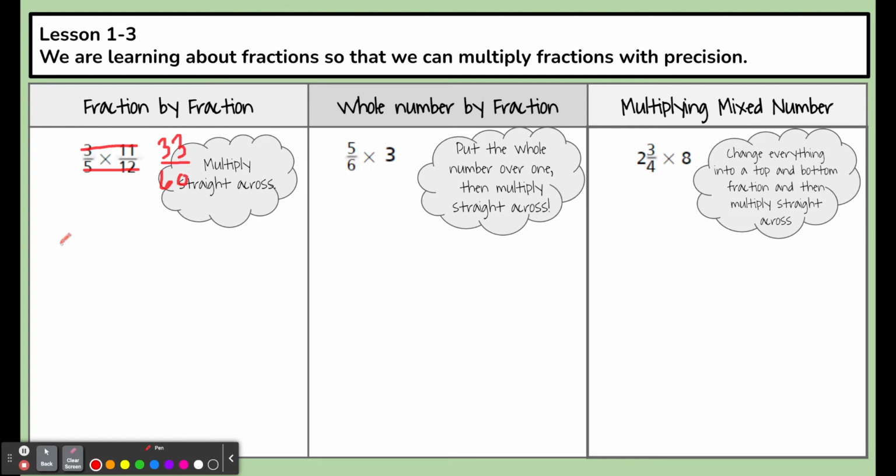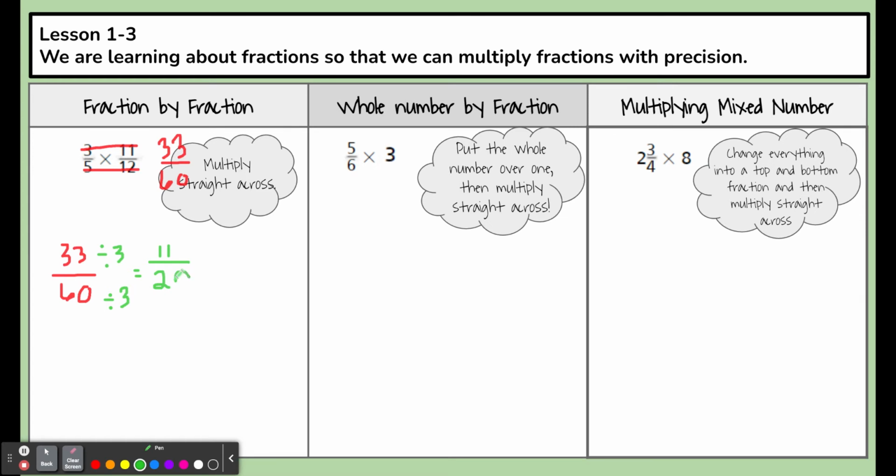That is the easy part. The hard part comes in simplifying your answer to lowest terms. So you're going to have to look at this problem and figure out, how can I simplify this? In other words, what can I divide both the top and the bottom by? So when you look at 33 and 60, I know 3 goes into both of those. So I'm going to divide the top by 3 and I'm going to divide the bottom by 3. And let's see what that gives me. 33 divided by 3 is going to be 11. 60 divided by 3 is going to be 20.